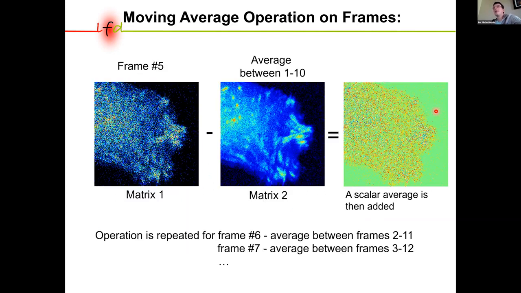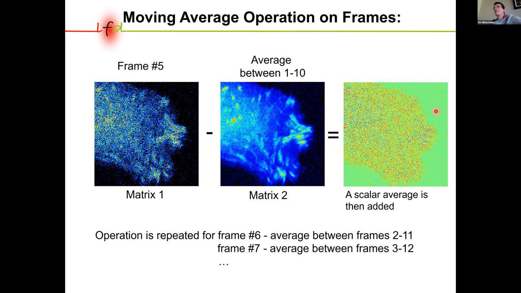So how does that work? Well, instead of taking just the average of the entire image stack, so average frames 1 to 100 and subtract that, we split it up. We calculate, for example, the average only between frames 1 to 10. And then we subtract that from, let's say, frame 5. And then for frame 6, we would subtract the average between frames 2 and 11, and from 7 between 3 and 13, and so on and so forth.